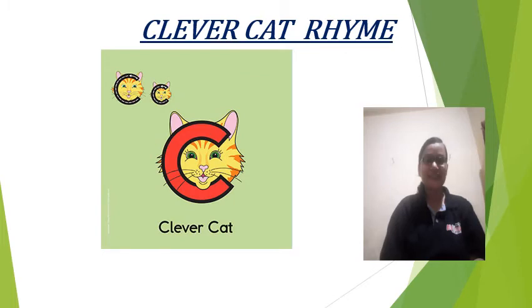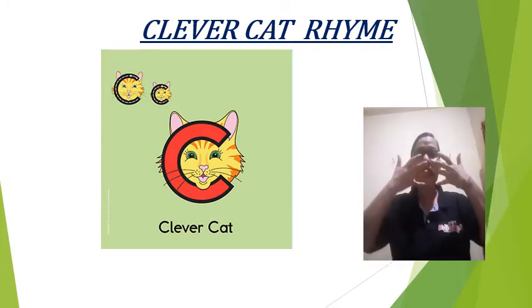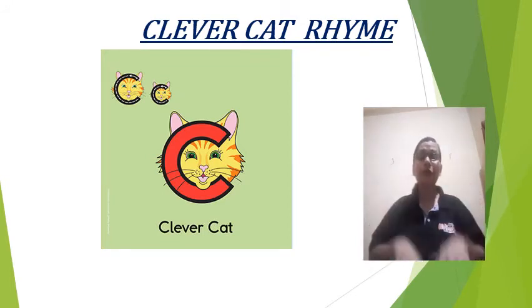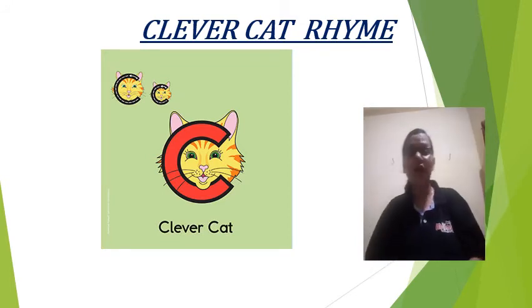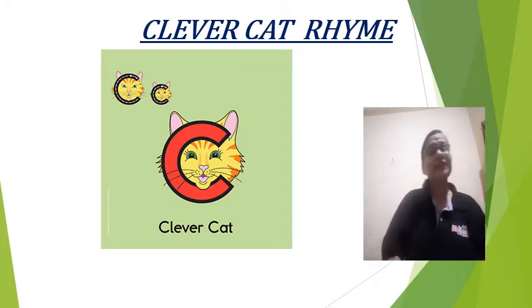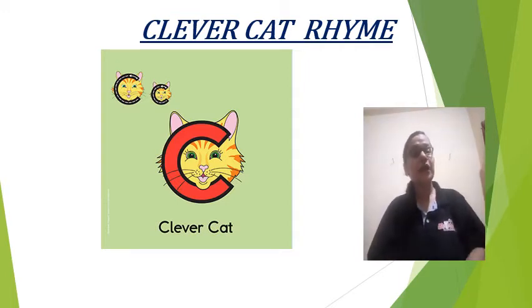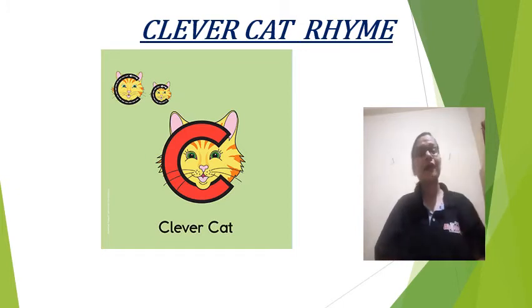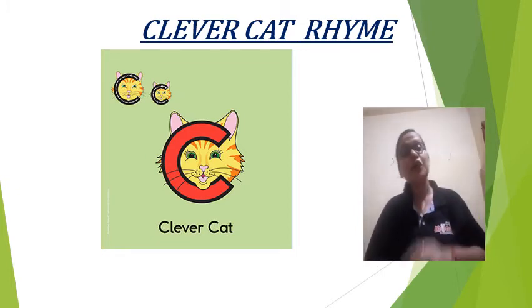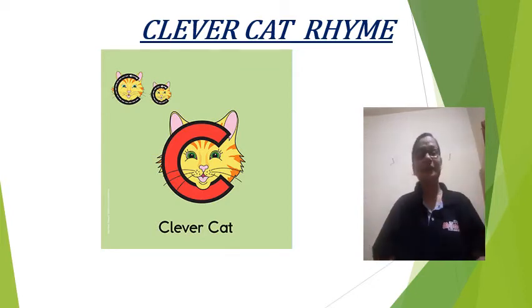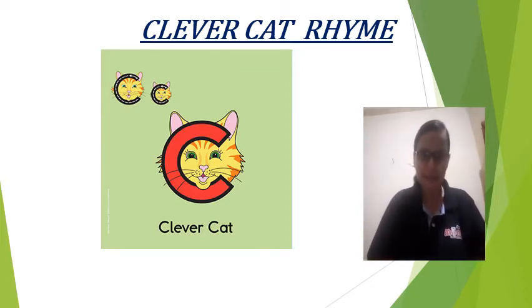So children, let us recite one more time the rhyme of Clever Cat. Do you want to listen? Okay. Children, let us recite the Clever Cat rhyme. Clever cat says cat inwards, cat inwards, cat inwards. Clever cat says cat inwards and cuddles close to me. She also makes another sound, another sound, another sound. She also makes another sound. You wait and see. Let us recite one more time.